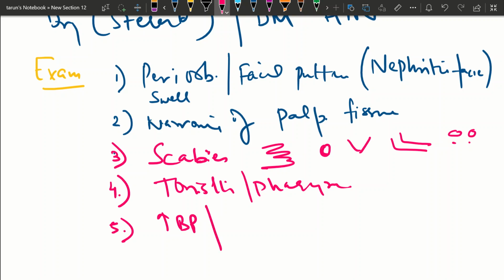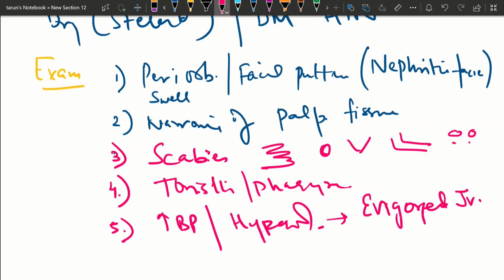And since in acute glomerulonephritis the kidney is involved, it is a hypervolemic state. Because of the hypervolemic state we can see engorged jugular veins, and there may be a rise of JVP as well. And the patient may also have pallor because the kidneys are involved.